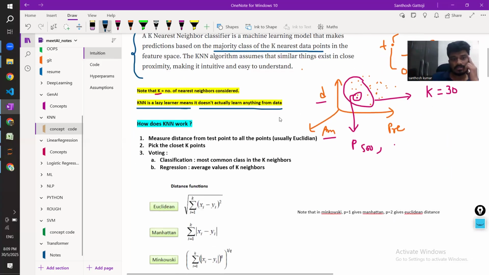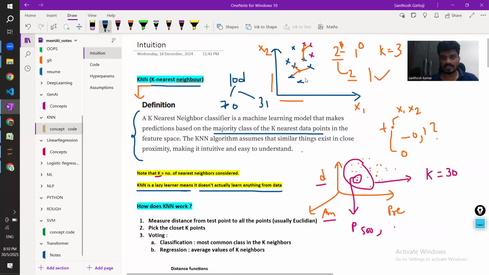Fine. Now that we understand this, we'll see how exactly it works. One step is to measure the distance from the test point to all the points. When you ask about a new point, for example, these blue and pink points are already there. For this new green test point, what will we do? Simple. We want the closest points. How will you get the closest? We will calculate the distance from the test point to all the points.